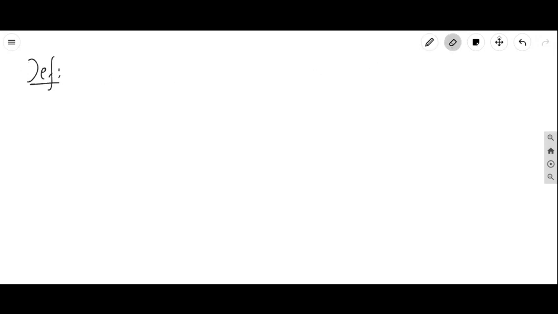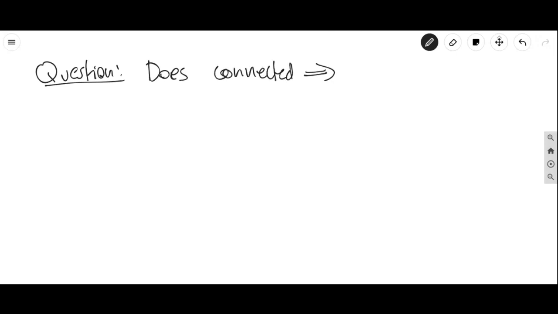Oh, I want to give a quick comment before I write down this definition. This is a question you can ask: does connected imply path connected? And the answer is no. Maybe I'll give you an example somewhere on the homework, but the simple reason why you should not expect this, even before you give an example, has to do with this.